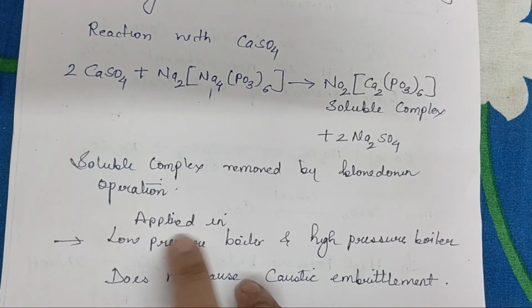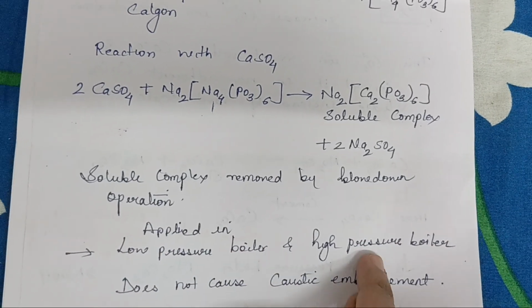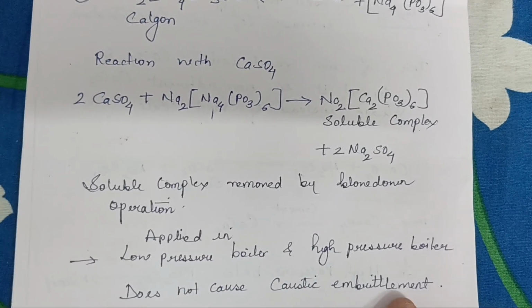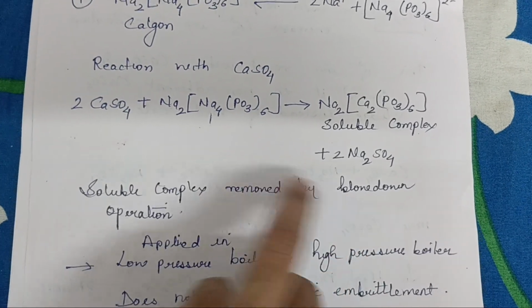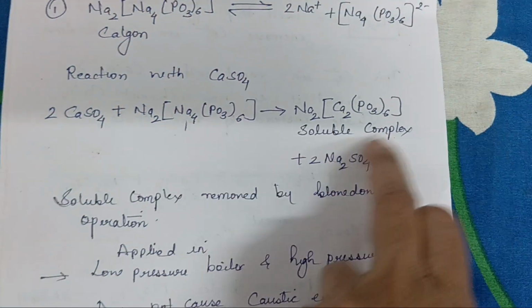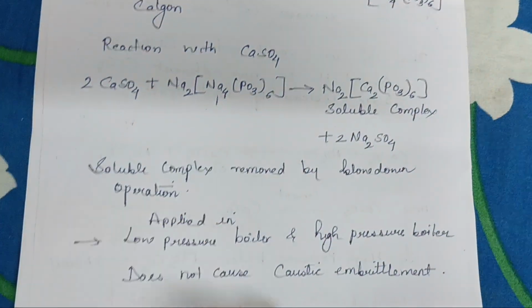This process is applicable for the low pressure boiler and the high pressure boiler, which is the main advantage of this process, and it does not cause caustic embrittlement also. And amongst all the conditioning methods, Calgon conditioning is the best one because it forms soluble complexes which are most stable. Okay, so this is the best method.